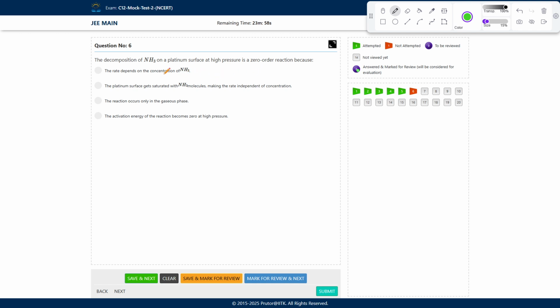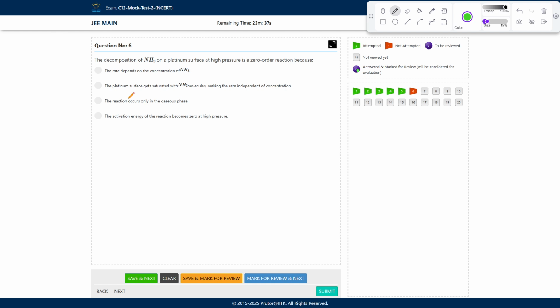Okay, so if you see the first option, which is saying that rate depends on concentration of NH3. So if you know, a zero order reaction is not going to depend upon the concentration of the reactant, right? That means rate will not depend upon the concentration of ammonia. So the first option will be wrong.